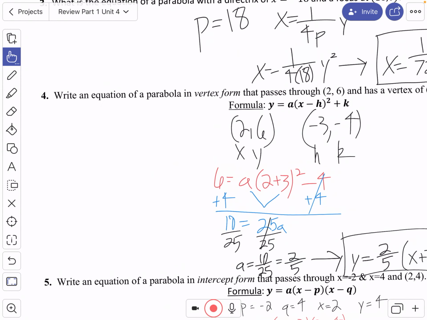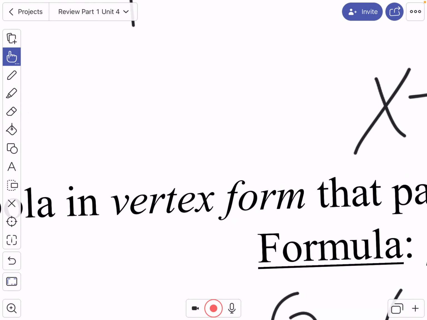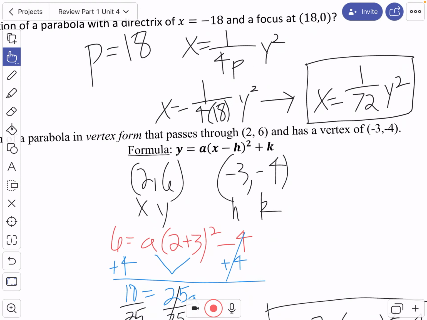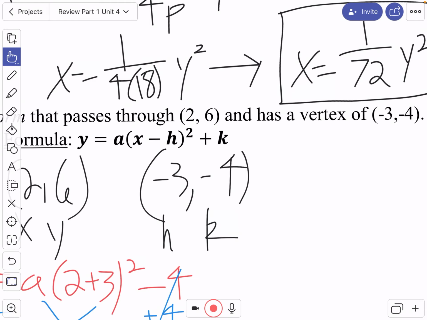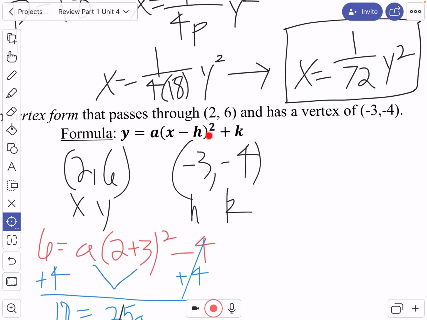The next thing is writing an equation in vertex form. If I want you to find an equation in vertex form, I'm going to give you a vertex and then a point that's somewhere on that parabola. So you just got to remember that your vertex is going to be the h and k from the formula. And so -3 is h and -4 is my k. And then 2, 6, you would use that for your x and y values. So plug these in for these 4 letters, and then the only letter left will be a.